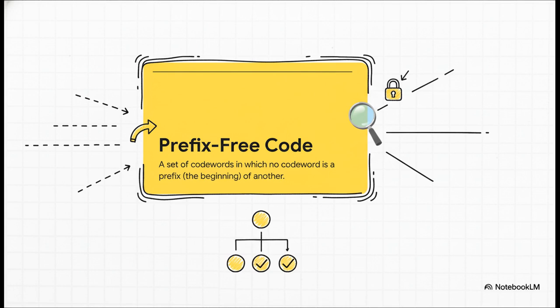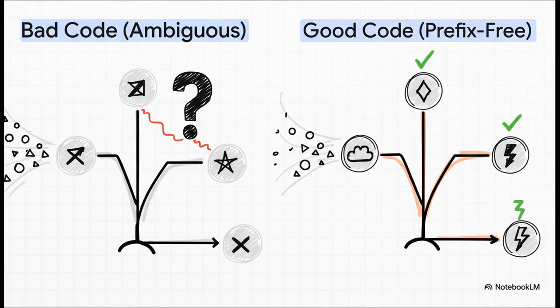There's zero confusion. Just look at this example here. In the bad code, A is 01 and B is 011. So if you're reading a stream of bits and you see 011, well, is that the letter B or is it the letter A followed by a 1? You have no idea. It's ambiguous. But in the good prefix-free code on the right, every path is unique. The moment you've finished a code word, you've found your symbol. The decoding is instant and totally clear.